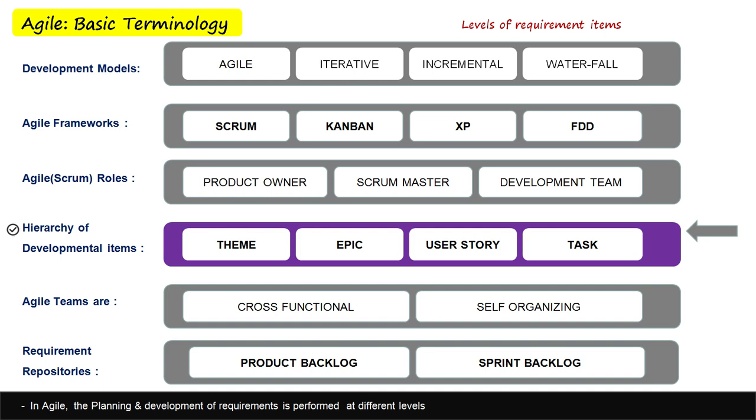The next one is the hierarchy of requirement items and how these requirements are understood from abstract to detail level. These are like theme, epic, user story, and task. All these put together convert the broader organizational objectives into the development teams' day-to-day activities.